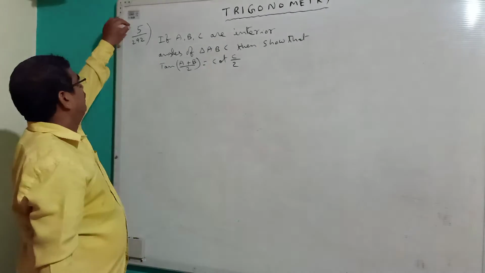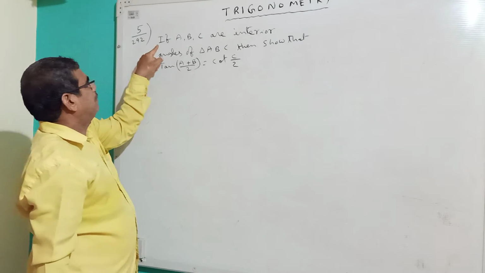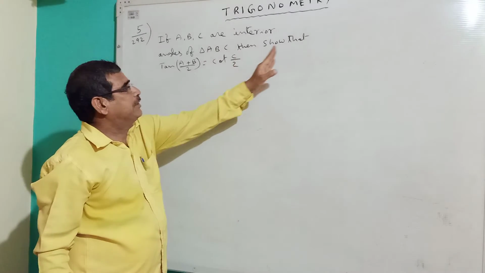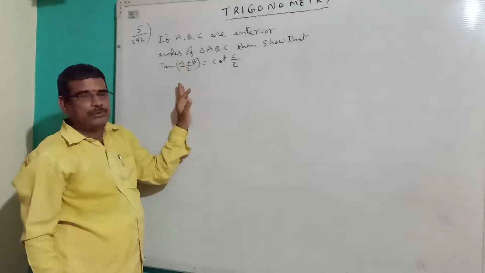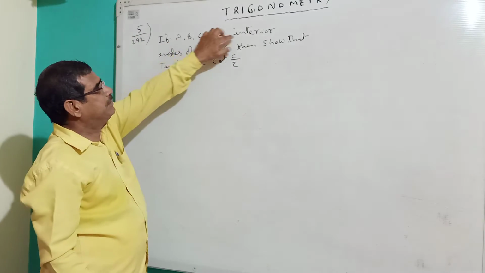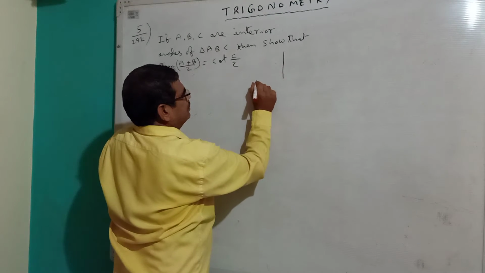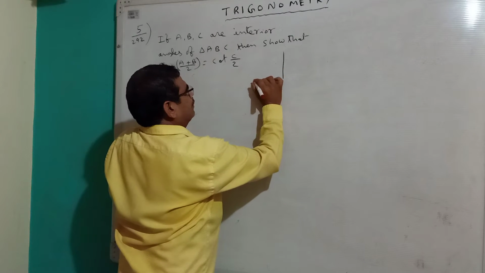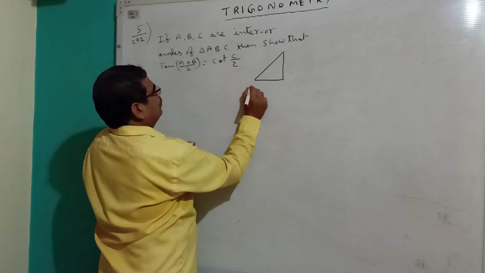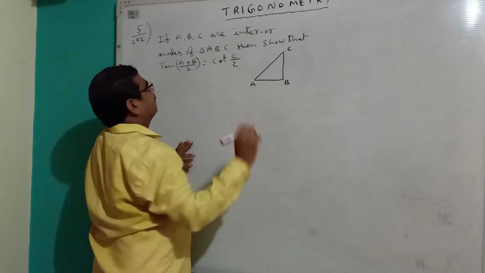One more example. In exercise 11.3, fifth question, page number 292. If A, B, C are interior angles of triangle ABC, then show that tan of (A plus B) by 2 is equal to cot of C by 2. So, A, B, C are interior angles of triangle ABC. You remember that this is the trigonometry chapter. Here triangle means right angle triangle only. So, here A, B, C.